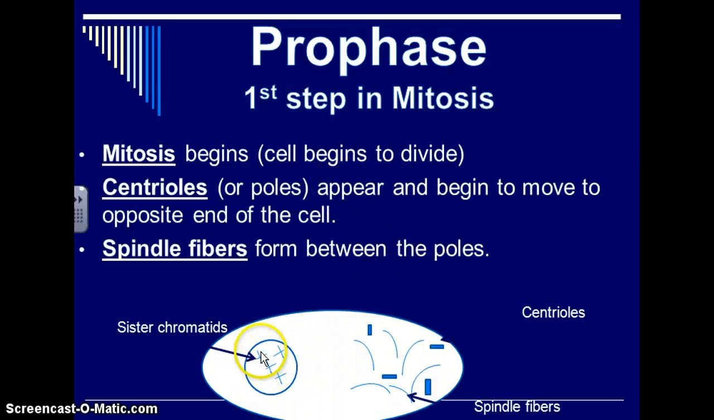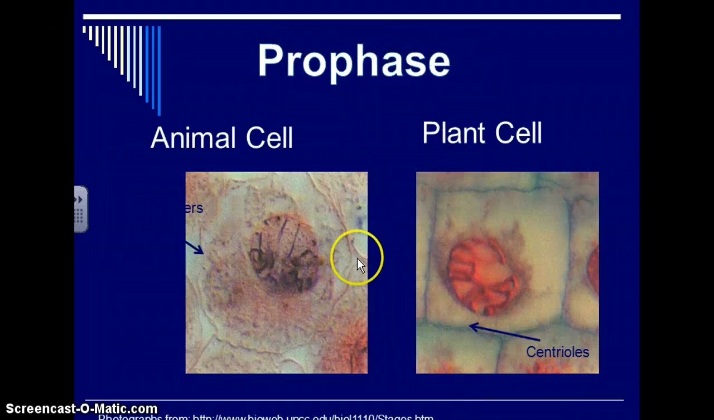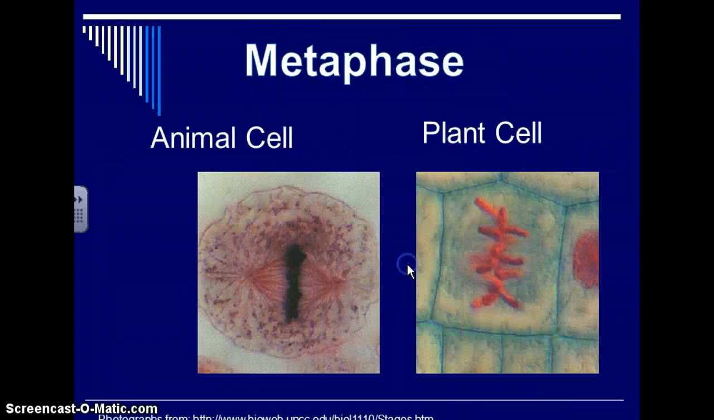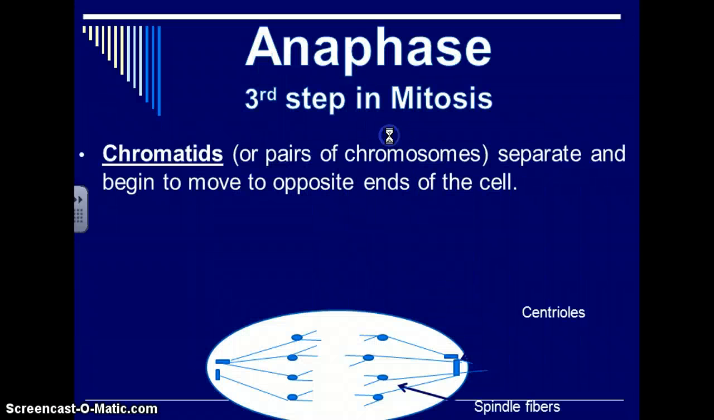Here we have our sister chromatids that have formed. We have our spindle fibers and our centrioles at the end. This is what prophase looks like in an animal cell and in a plant cell. Metaphase is the second step in mitosis. This is again where they're all going to line up in the middle. In the animal cell, you'll notice that the chromosomes are lined up in the middle here, and we have our spindle fibers to the sides. With the plant cell, our chromosomes are again lined up in the middle.